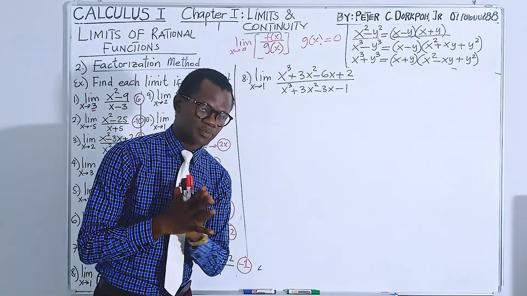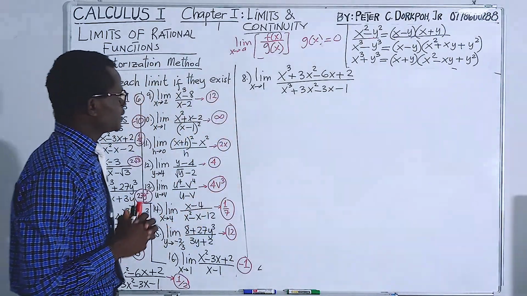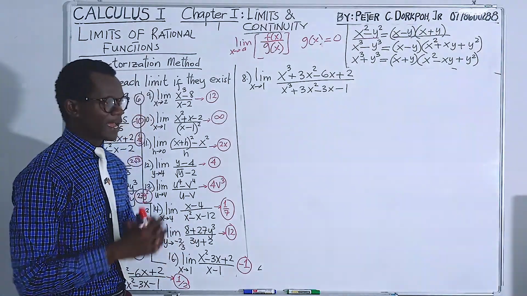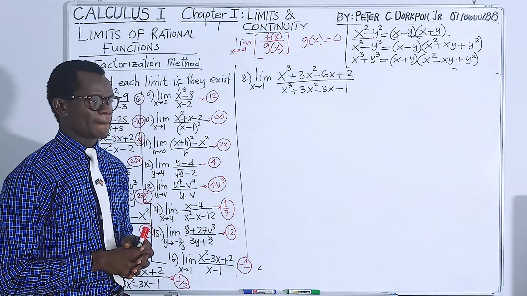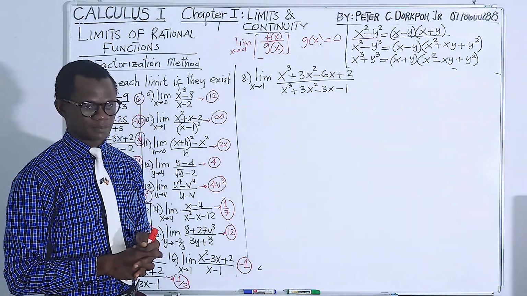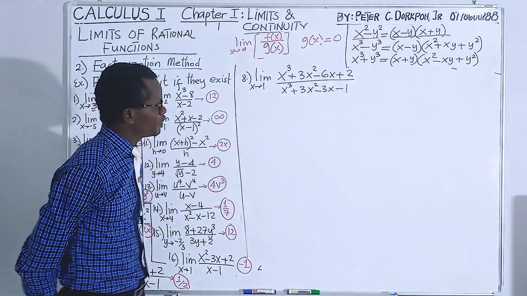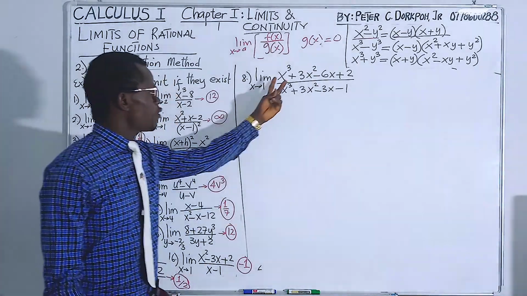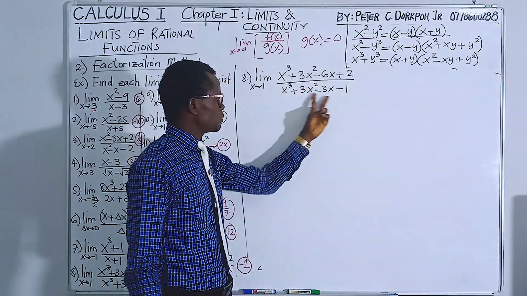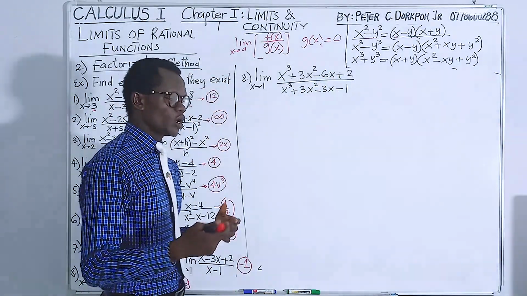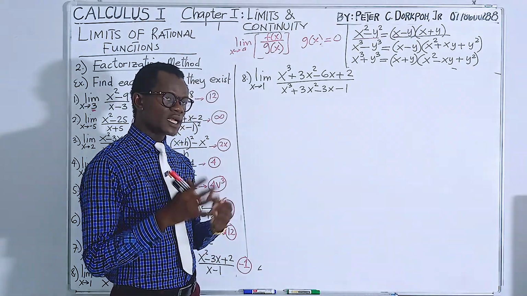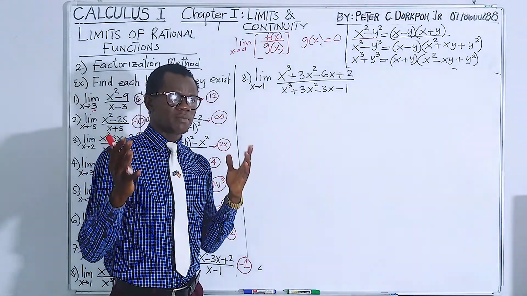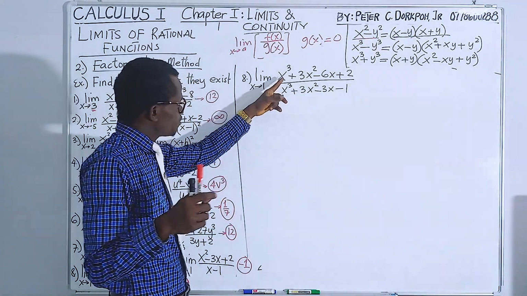So, question 8 says, the limit of x cubed plus 3x squared minus 6x plus 2 divided by x cubed plus 3x squared minus 3x minus 1. We look at this problem carefully, and if we were asked to factorize, we have a 4-term expression in the numerator and a 4-term expression in the denominator. So one of the ways in which we can think of factorizing it is to use the factoring by grouping method.